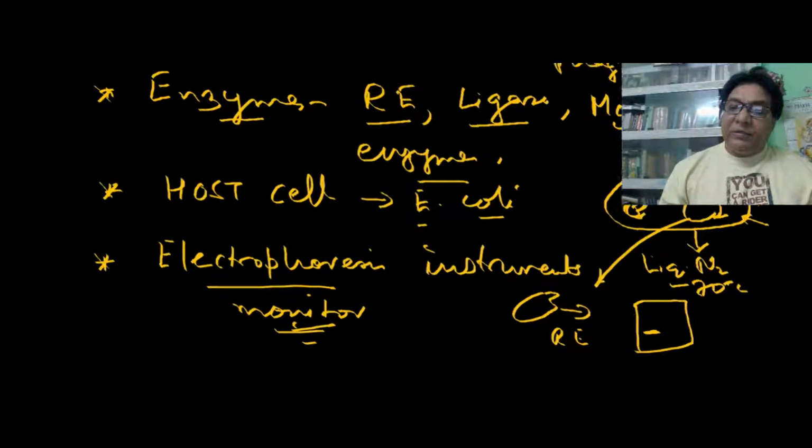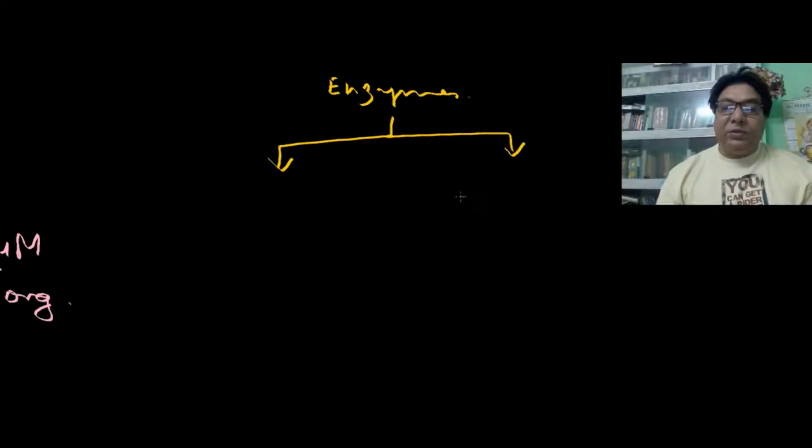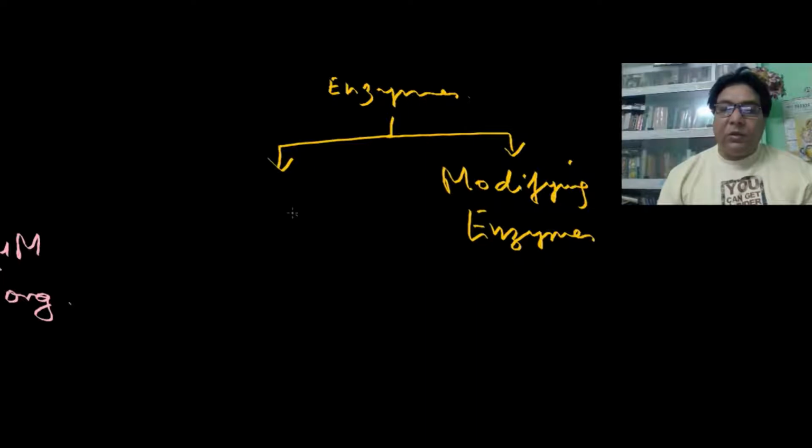So we will now see in our next class the different types of enzymes that are required. Let me give you a brief idea about that. The enzymes that are required during genetic engineering, you may classify them into two types. One is called modifying enzymes, another is restriction endonuclease.